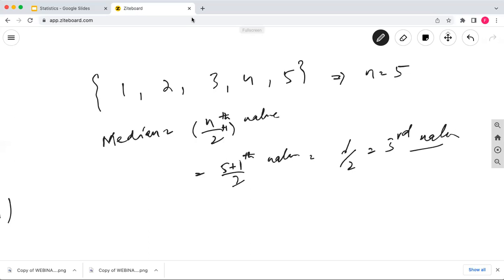And remember, you first need to arrange the whole set in an order, either in ascending order or descending order. And if the total number of values in a set is even, just first arrange the set and take the average of the middle two terms. Okay, shall I move forward?